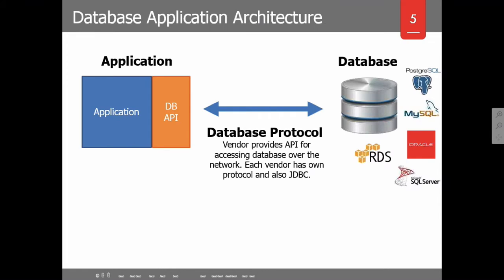If we look at the traditional database application architecture, you have your database, whether it's open source, Postgres or MySQL, or commercial, Oracle or SQL Server. It doesn't matter if it's on-premise or cloud; we could be talking about Amazon RDS here as well. Your application will consist of the application code and a database API, which basically allows your application to talk over the network to the database and get results back.